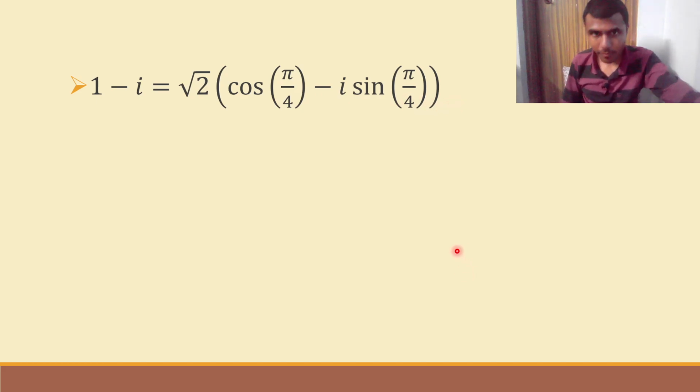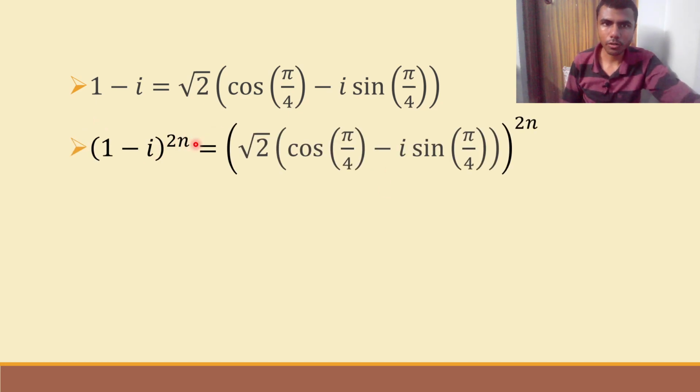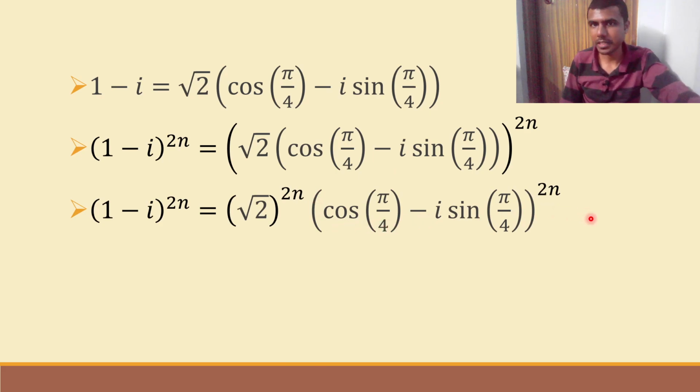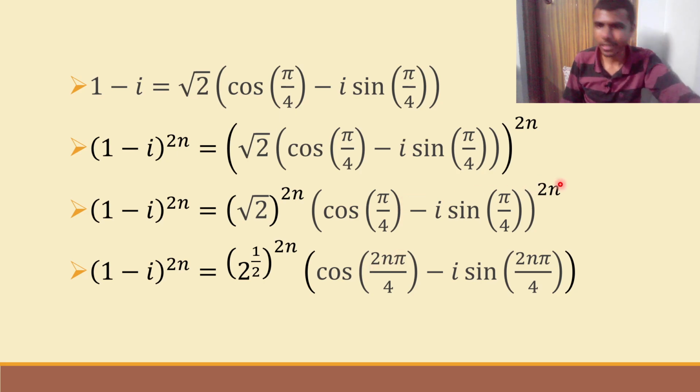Okay. Fine. Now, same thing, I need to find out 1 minus i whole power 2n. So 1 minus i whole power 2n is nothing but this, this power 2, same steps. Just that there's a minus here, that's all. So again, root 2 power 2n into cos pi by 4 minus i sin pi by 4 whole power 2n, same, 2 power 1 by 2 whole power 2n, again 2n comes here.